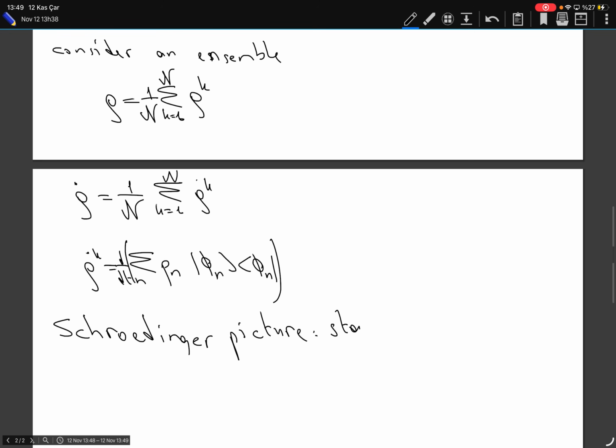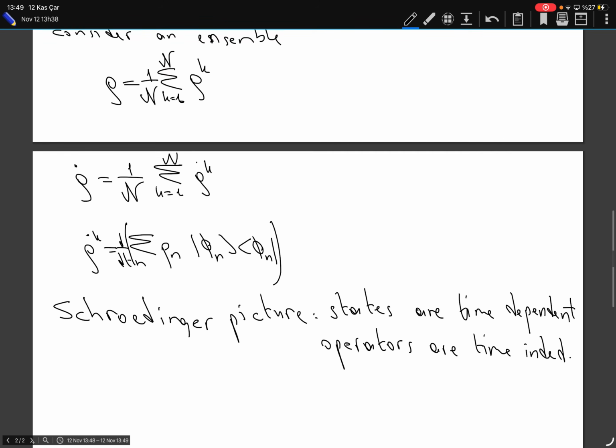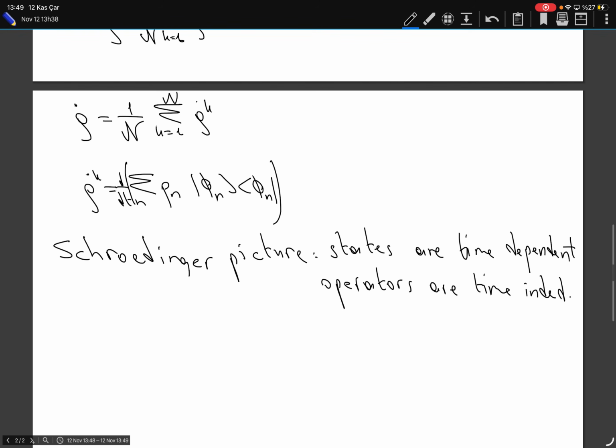In which the states are time dependent, operators are time independent. In the Schrödinger picture, the density matrix is time dependent. So although it's an operator, it's a time-dependent operator in the Schrödinger picture.